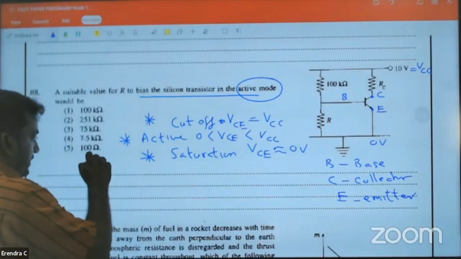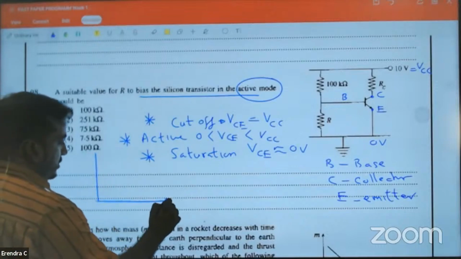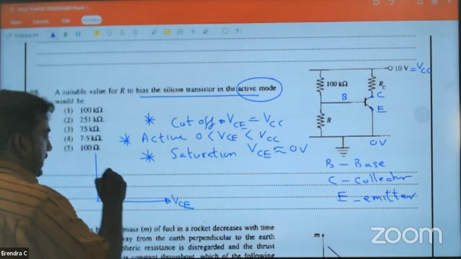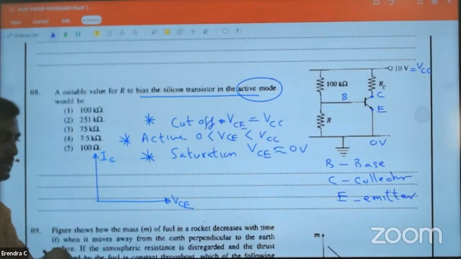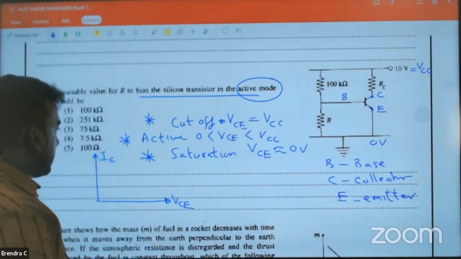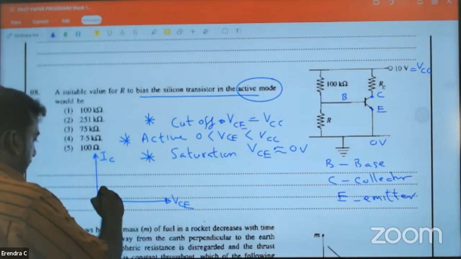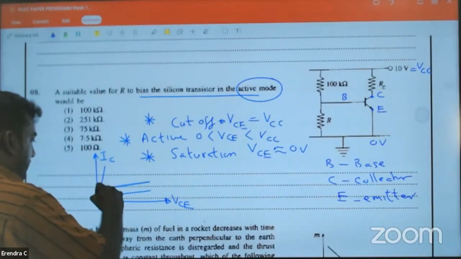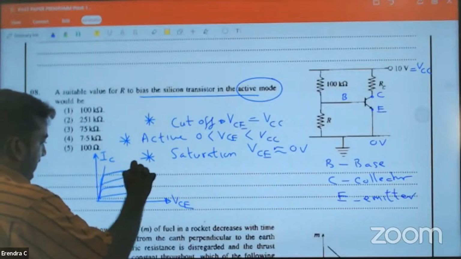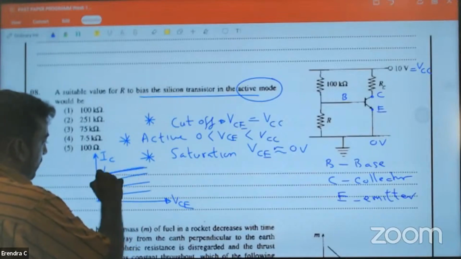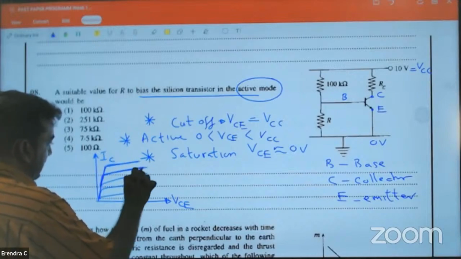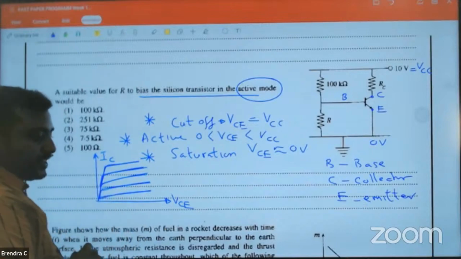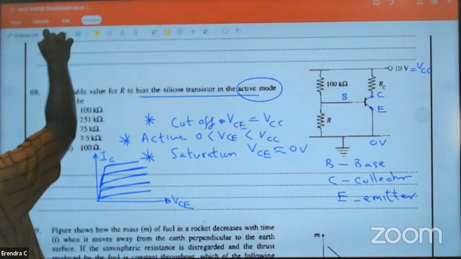Some of you have messaged me now saying, sir, if you can show the curve. This is your VCE IC curve. Collector current, VCE voltage. Now remember, in the region, you will have variations like this. First shy ones, don't worry. These are all very simple cases. Second shy ones must have forgotten.